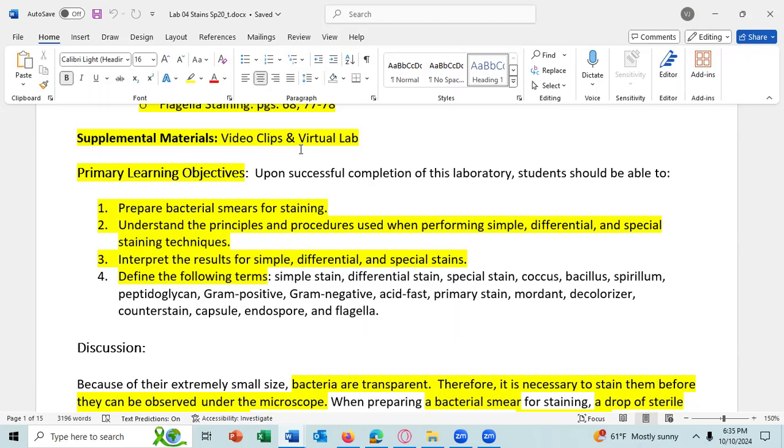And four, be able to define the following terms: the different stains, what is a coccus, a bacillus, a spirillum, what is peptidoglycan, what are gram-positive cells, what are gram-negative cells, what are acid-fast, what is the acid-fast stain, what is a primary stain, what is a mordant, what is a decolorizer, what is a counter stain, what is a cell capsule, what is an endospore, and what is a flagella. Any questions about any of this material?